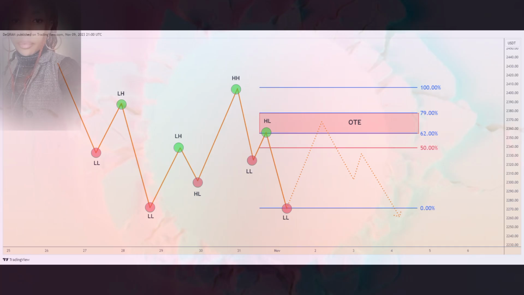OTE, optimal trade entry, is the optimal entry point. For this purpose, non-standard settings of Fibonacci levels are used to determine the depth of correction to the premium or discount zones.